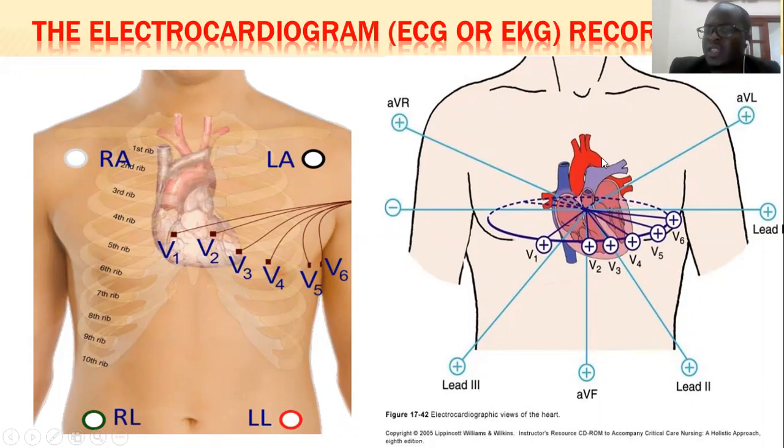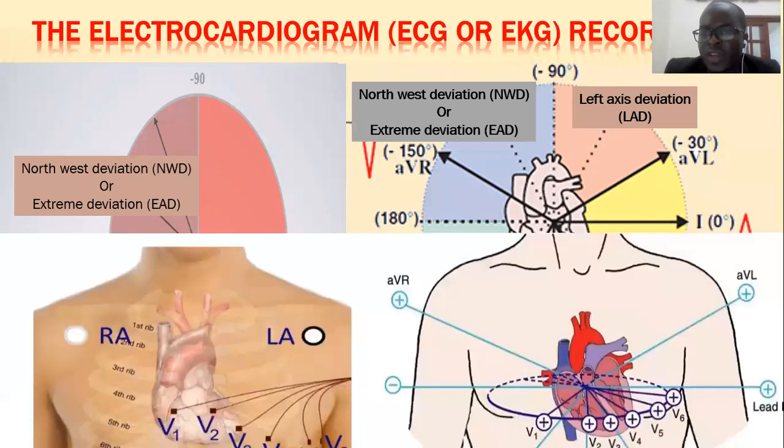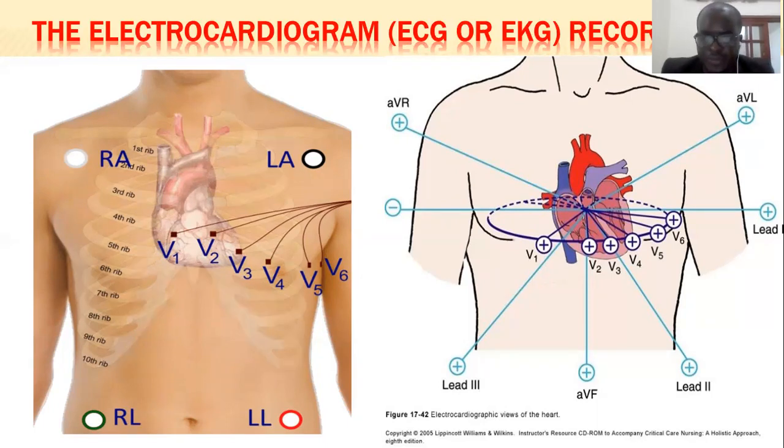So if you're having a deviation, you can have a left axis deviation, or a right axis deviation, or you can have extreme deviation, which is also called northwest deviation. Why is it called northwest deviation? It's because when you're looking at this cardiac axis, if this is your north, this will be your south, east, and west. So that deviation is within this segment here. That's why the extreme deviation is also referred to as northwest deviation.